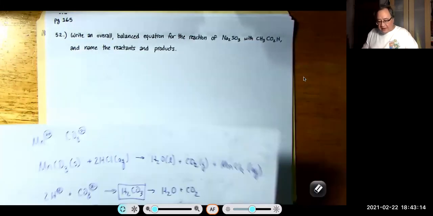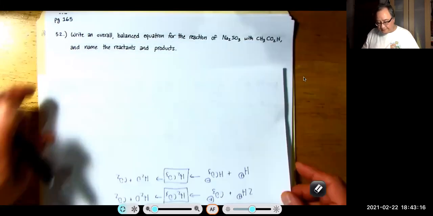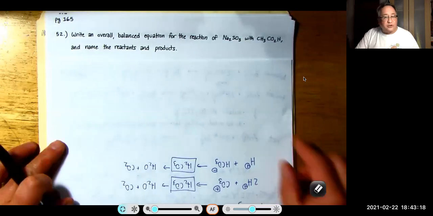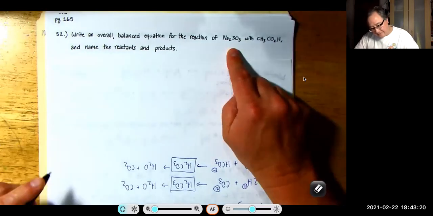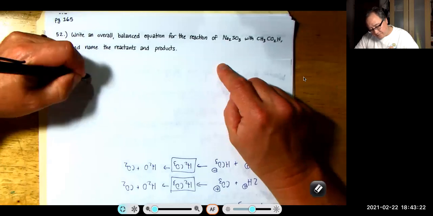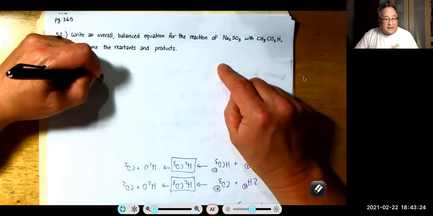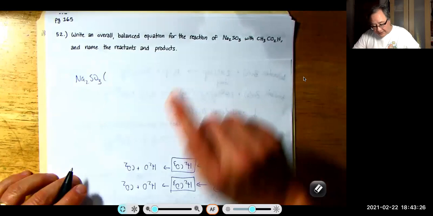So this is another gas forming reaction. This is sodium sulfite. Not sulfate, but sulfite because it's SO3.